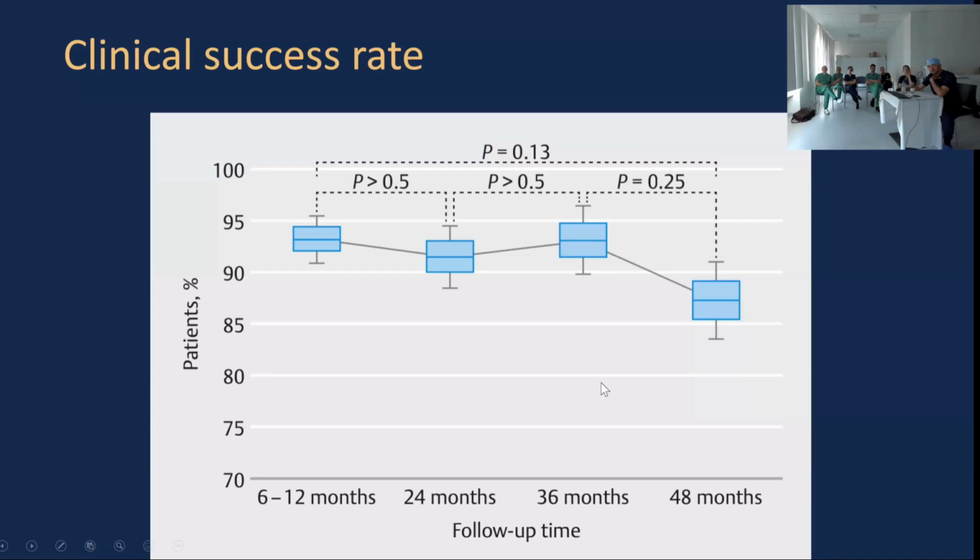And they showed in this meta-analysis that POEM is very effective. So the number of patients reaching the Eckardt score of under 3 at these intervals of follow-up is around about 95%, 93% at 6 to 12 months. 24 months is pretty much the same, and there's no significant difference between these up to 36 months, and then a little drop off, but not statistically significant, between 36 and 48.